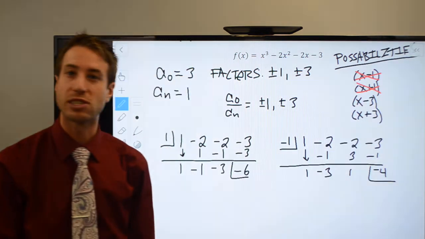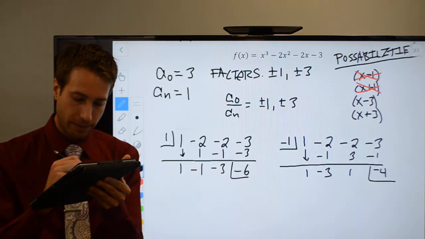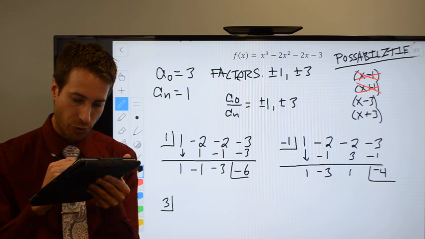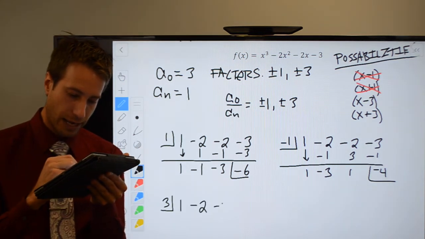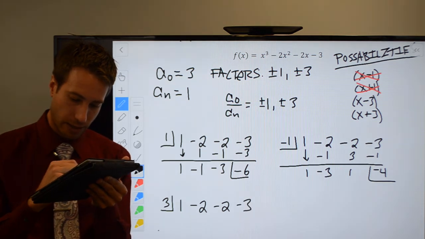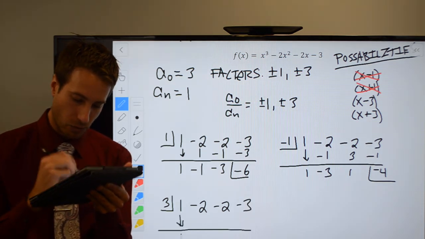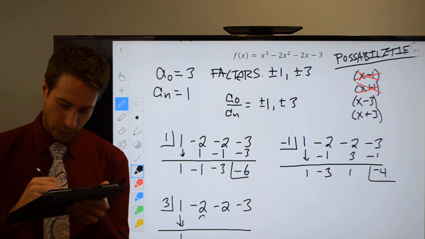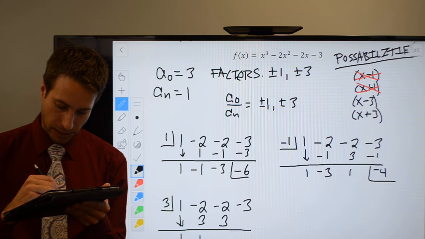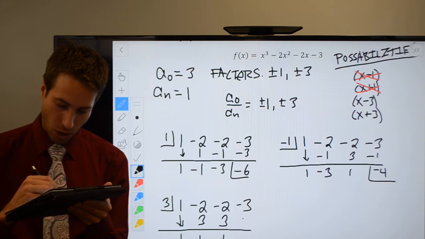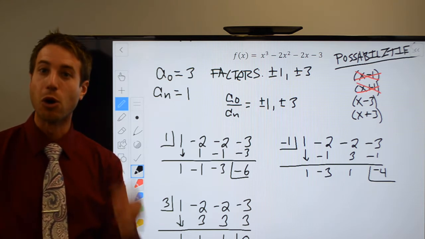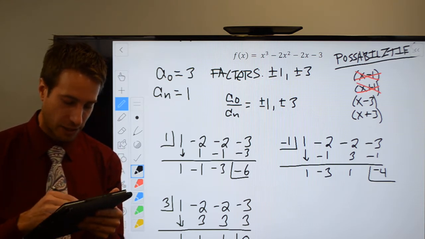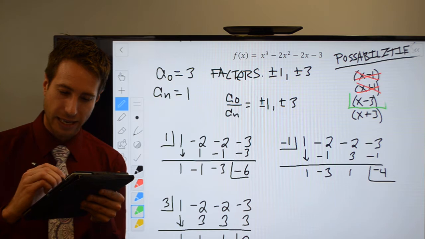X minus 3 equals 0, which means x equals 3. So we do our synthetic division with a 3. Coefficients are 1, -2, -2, and a -3. Set it up, and here we go. 1. All right, 3 times 1 is 3. That's going to give me a +1. That's going to give me a 3. That's going to give me a +1. Holy moly. There it is. We got a remainder of 0. We have found our factor. It's this guy right here.